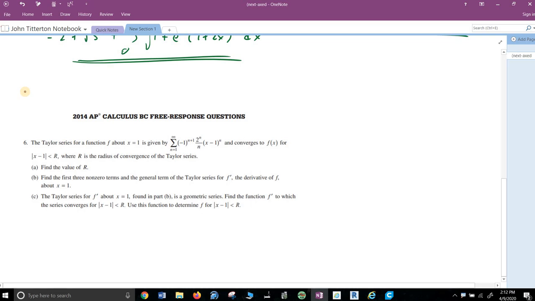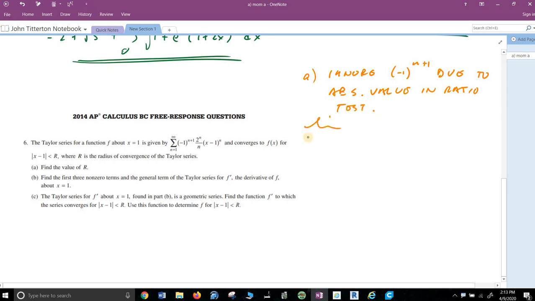So this is a ratio test. I'm going to ignore the negative 1 to the n plus 1 due to absolute value. I should have said use the ratio test and then ignore that, but limit as n approaches infinity of the absolute values, I've tossed that out.